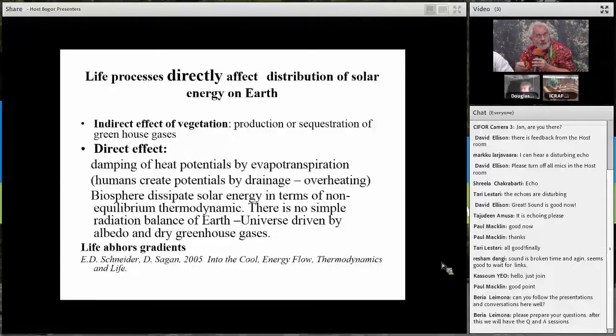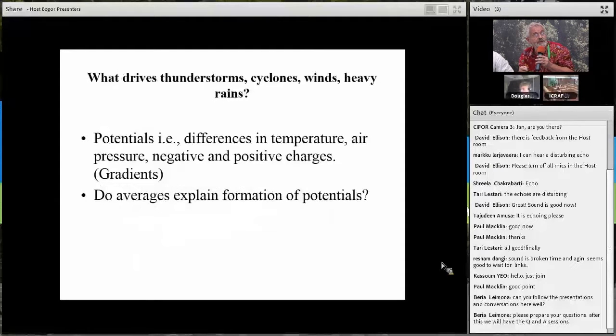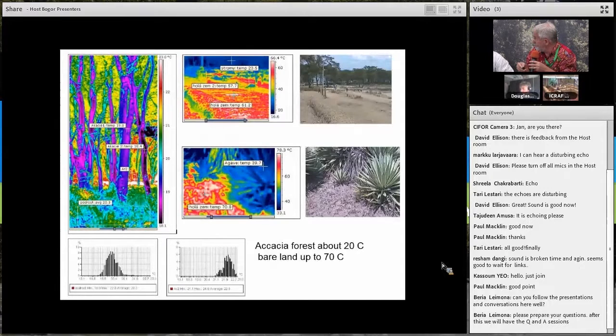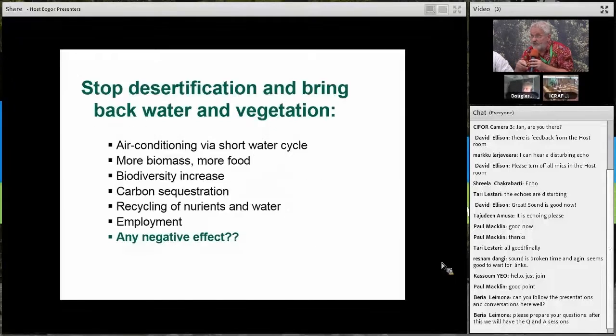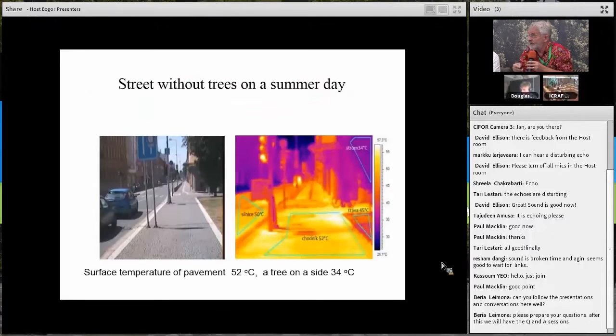We can also take this into further analysis, and that links back to Cindy's presentation yesterday of thunderstorms, cyclones, and wind and heavy rains, and see that temperature itself is the cause of turbulence in the atmosphere, and links back to the pattern of rainfall that we see. Now, on the physics side, we can quantify the fluxes of energy linked to the fluxes of water, and it supports the basic concept of bringing back vegetation, bringing back water use as a way of cooling the planet. If you take the same methodology to the urban areas, you see huge differences in temperature in the same place. These are more or less the same time pictures.